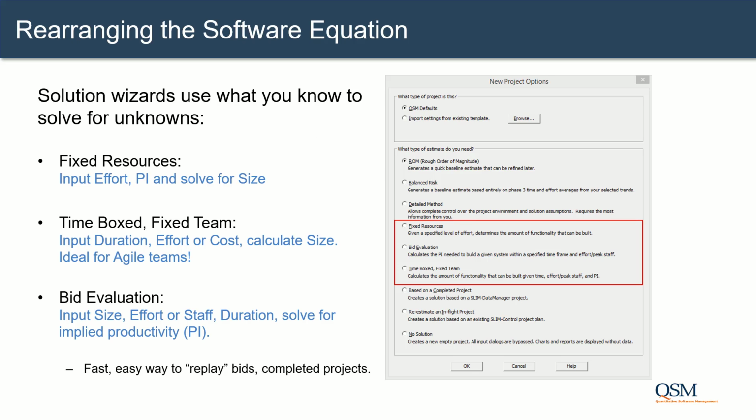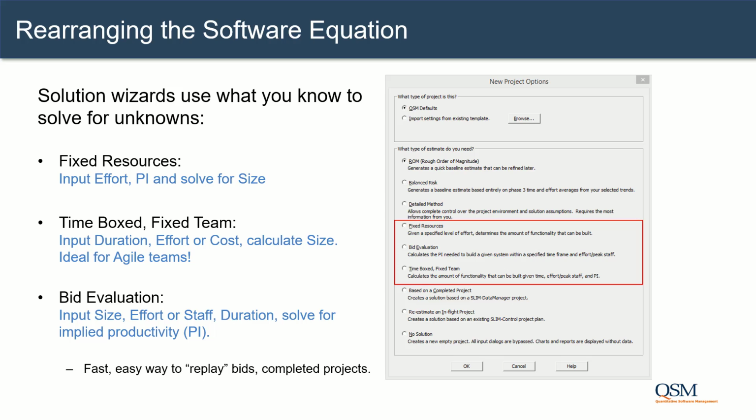Early estimates often require us to combine what we know, often very little, with reasonable assumptions about what we don't know, often a lot. The software production equation can be rearranged to produce different solution methods that take advantage of these two factors. The fixed resources method determines how much functionality or scope over a certain amount of time is used to determine a design-to-cost solution.